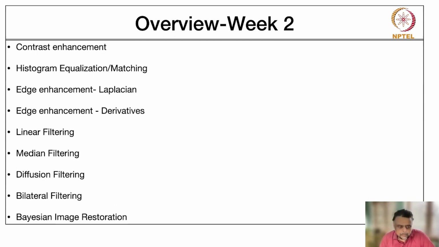The last topic is Bayesian image restoration, which is again a probabilistic technique for removing noise from images, where we propose probabilistic models for the image as well as for the noise, and then do this Bayesian image restoration. Once again, we are not going to go into great detail as to how it's done. Again, I'll just show you the general principle. And if time permits, maybe in the future weeks after weeks 3 and 4, I will get into this in more detail.